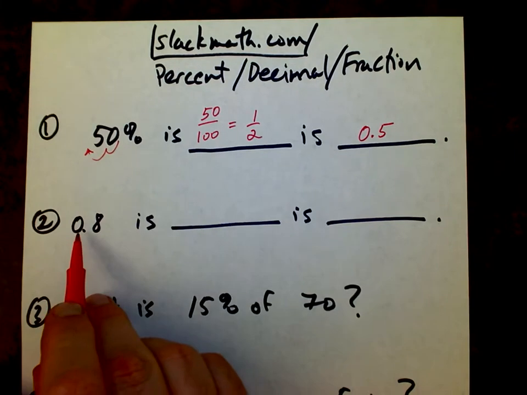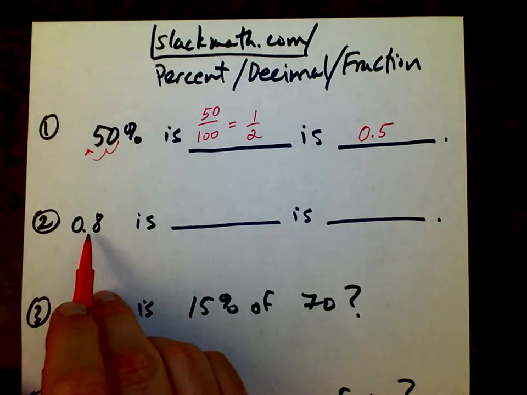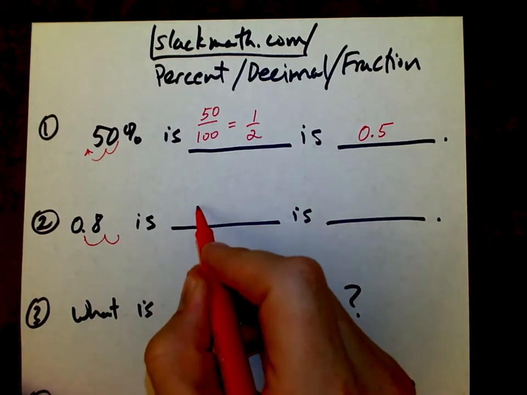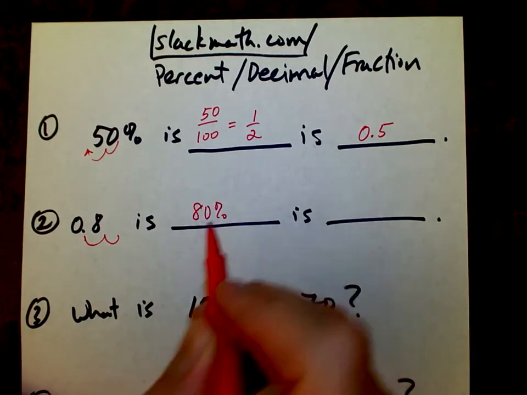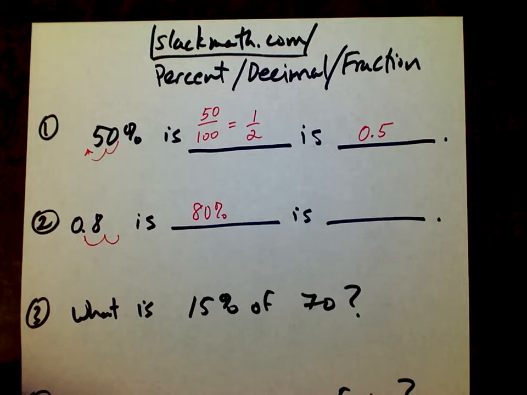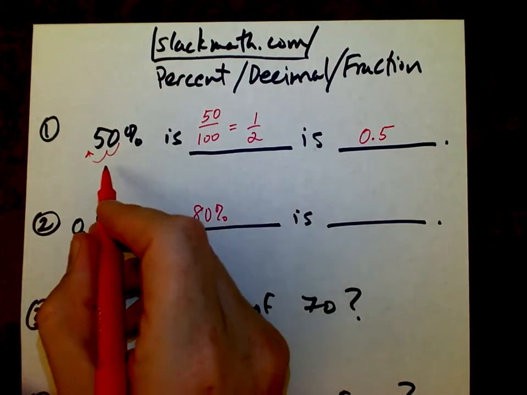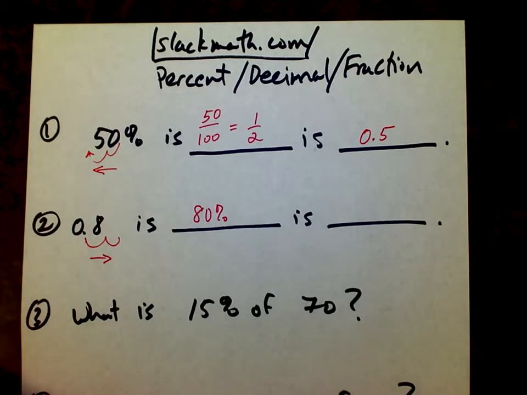Let's take a look at a different example. What if you have the decimal given to start? Well, you can move this over 2 spaces, and that will give you 80%. So 0.8 is the same as 80%. That moved to the right. Here, the decimal moved to the left.